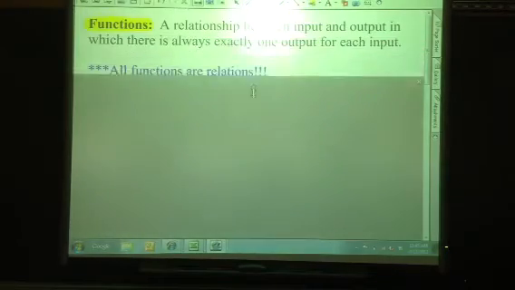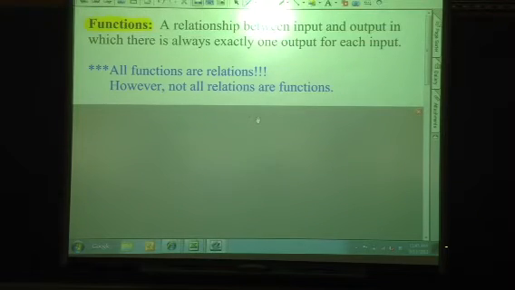That takes us to a function. Remember, we said that a relation was any set of ordered pairs. Well, in a function, there's a specific relationship between the input and output in which there is always exactly one output for each input. So one of the things that you're going to come to recognize is that relations and functions are very, very similar.